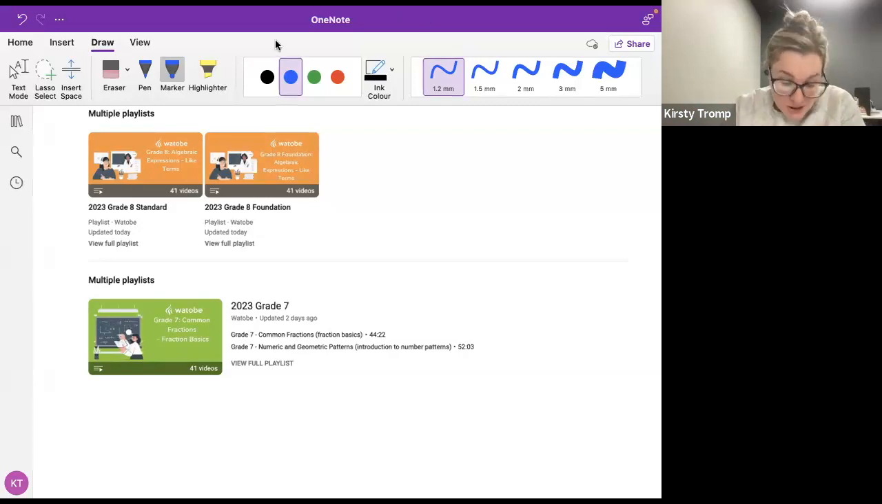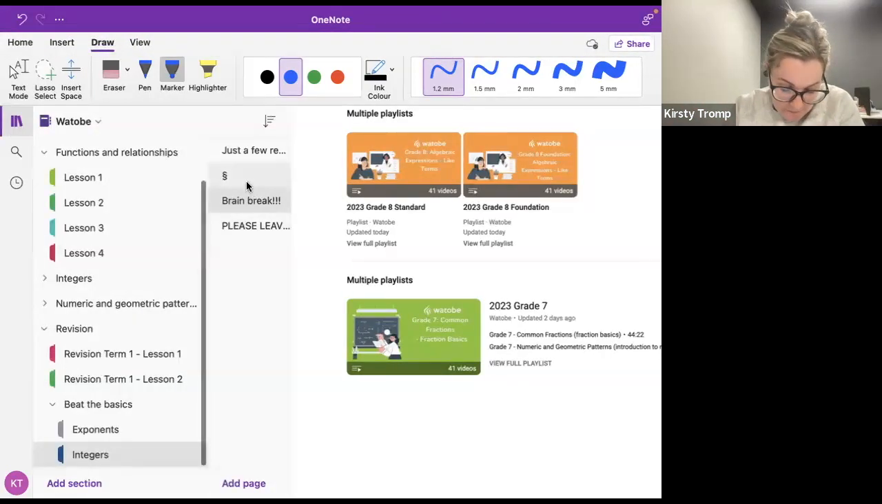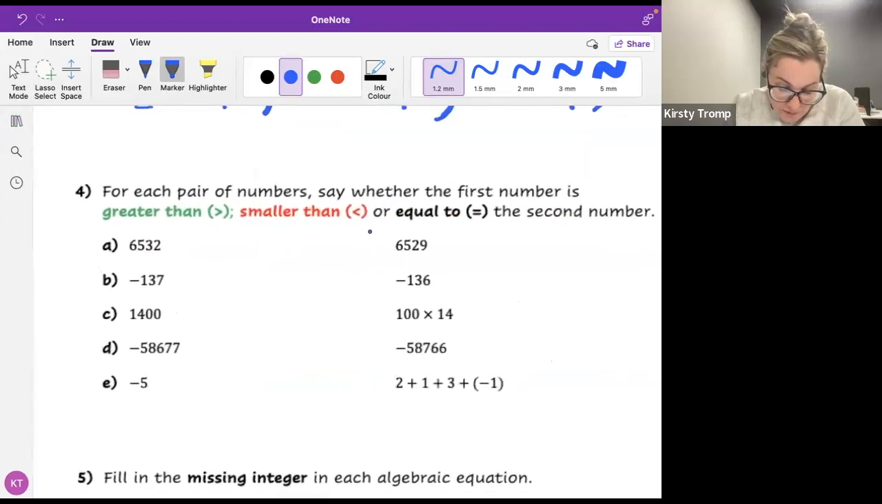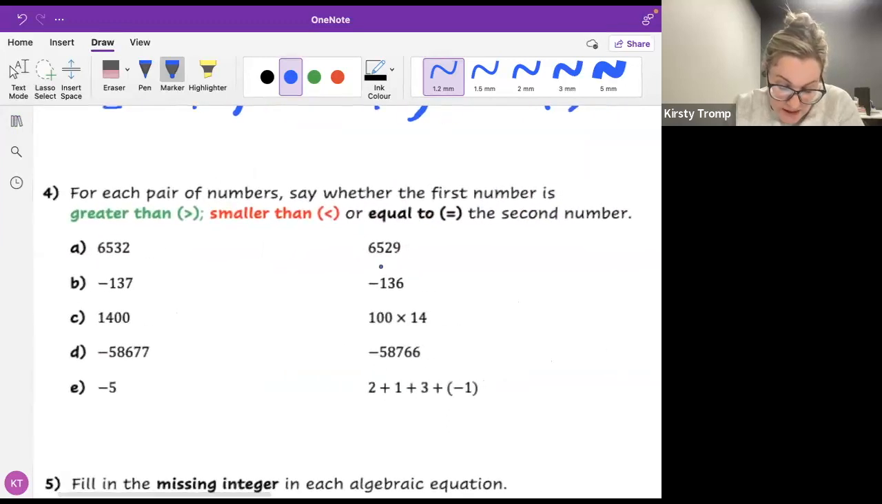All right, so back to our lesson this evening. We are looking at each pair of numbers and saying whether the first number is greater than, smaller than, or equal to the second. We did some practice of this in our last lesson on exponents. I'm going to remind you, I like using the method with dots. If the number is bigger, it gets 2 dots. The smaller number gets 1 dot, and then I join the dots.